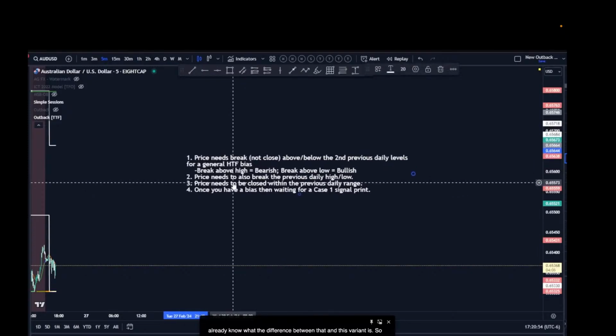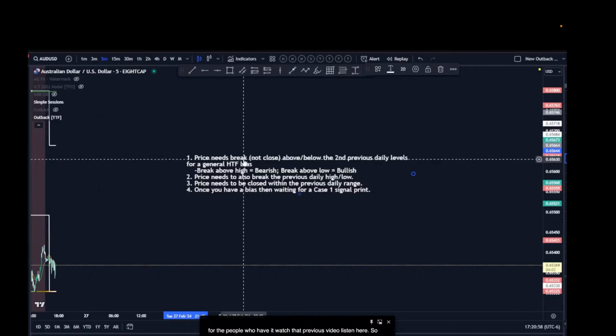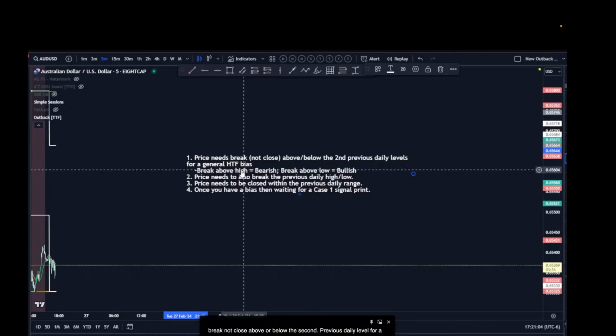So these are the rules for this Case 2 beginner version. Rule 1: price needs to break, not close, above or below the second previous daily level for a general higher time frame bias. So if it wicks above the high, you're bearish. If it wicks below the low, you are bullish.